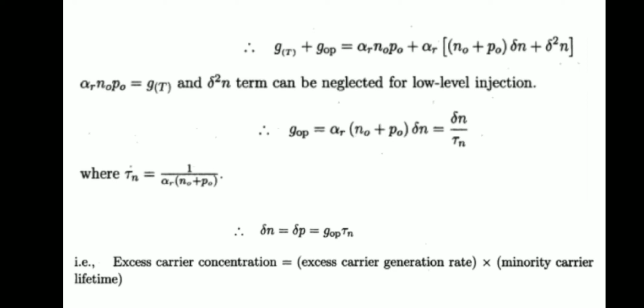So what this means is that the excess carrier concentration, that is del N equal to del P, should be equal to the optical generation rate, that is GOP, into the minority carrier lifetime, that is tau N. The minority carrier lifetime means that after that time the electron and hole will recombine. So remember, the excess carriers generated due to this optical energy should be equal to the optical generation rate into minority carrier lifetime. Del N equal to del P equal to GOP tau N, where tau N is 1 by alpha times N0 plus P0.